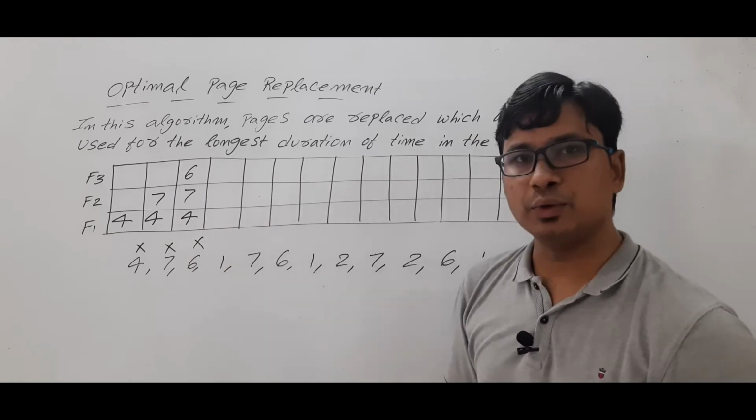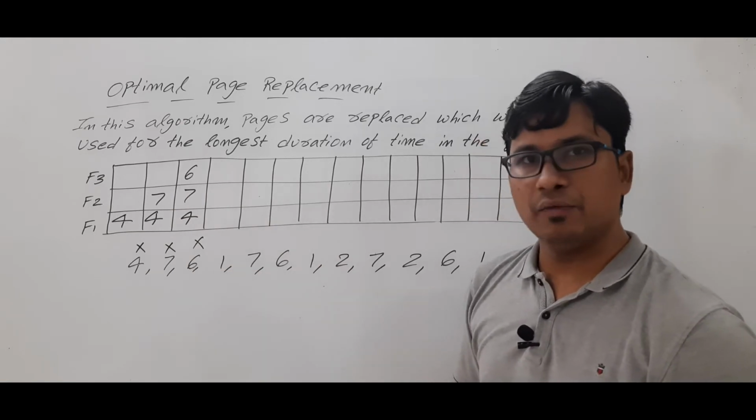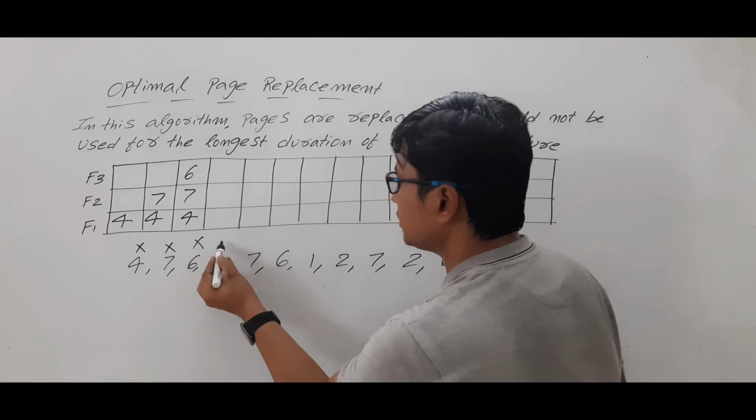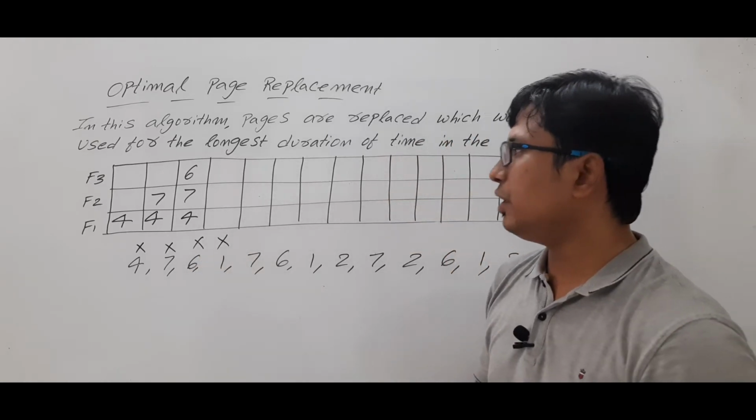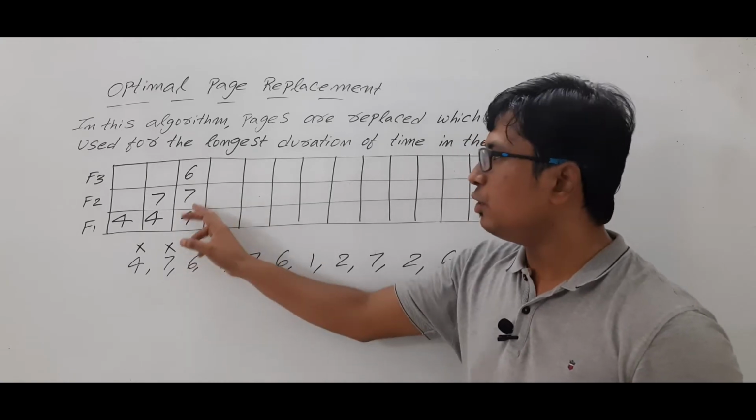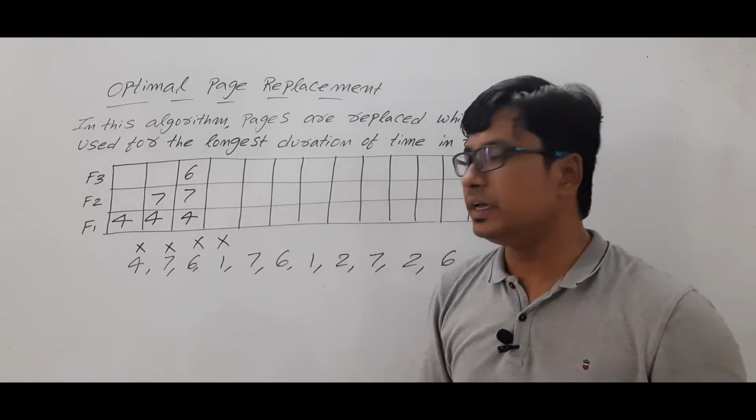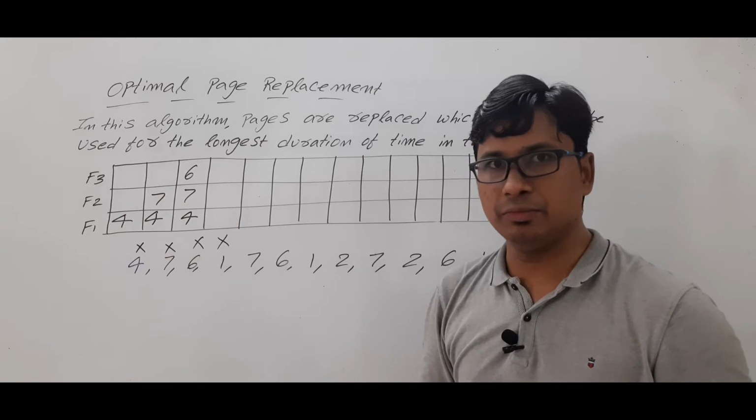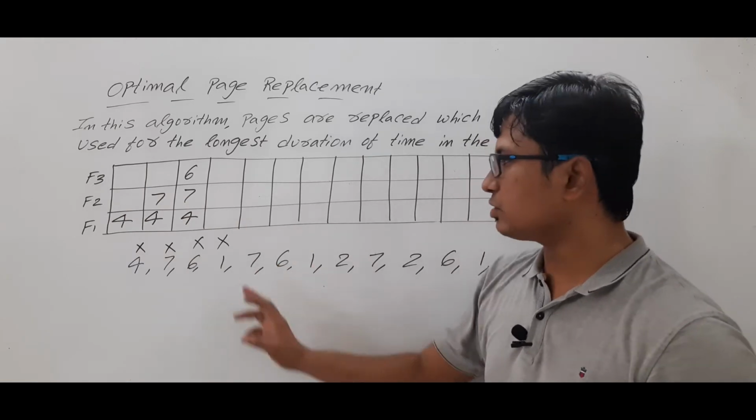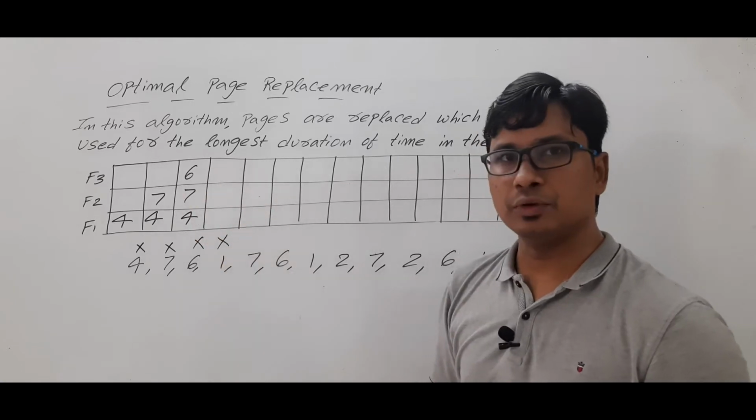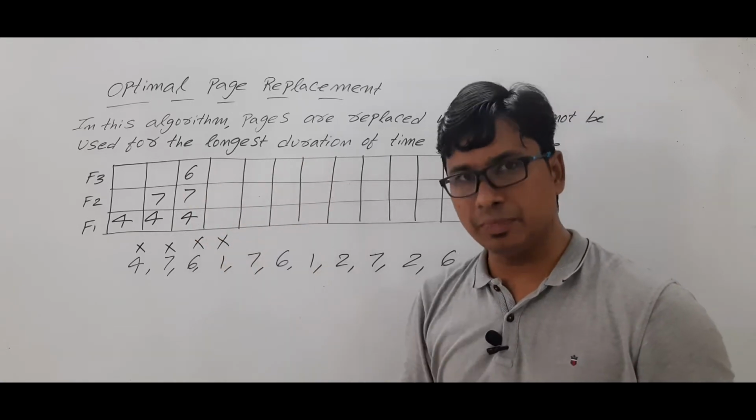Now the CPU is trying to access page number 1. Is page number 1 available? It is not available in the main memory, so again it is a page fault. Now as the main memory is full, we have to remove one of the existing pages which is currently available in the main memory and replace it with 1. Am I right or wrong? So which page do I have to remove? It depends on the replacement strategy.